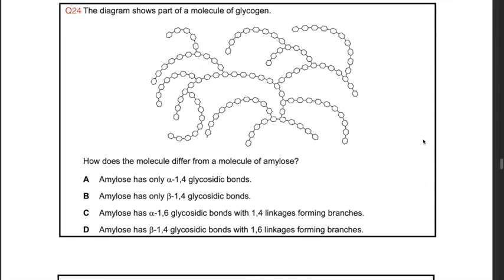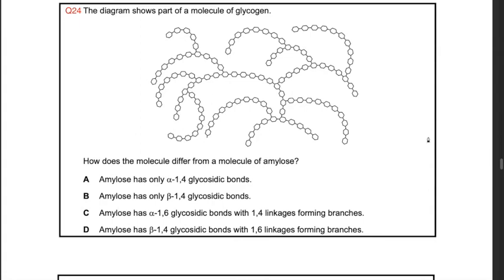Question 24. The diagram shows part of a molecule of glycogen. How does this molecule differ from a molecule of amylose? Well, amylose is an unbranched component, whereas glycogen is branched. And if a molecule is branched, it should definitely have 1,6 linkages. Whereas amylose is unbranched, therefore doesn't have any 1,6 linkages. It only has 1,4 linkages, and that is also of alpha glucose. Both glycogen and amylose are made up of alpha glucose. But since the question asks how the molecule differs from a molecule of amylose, that should be A.